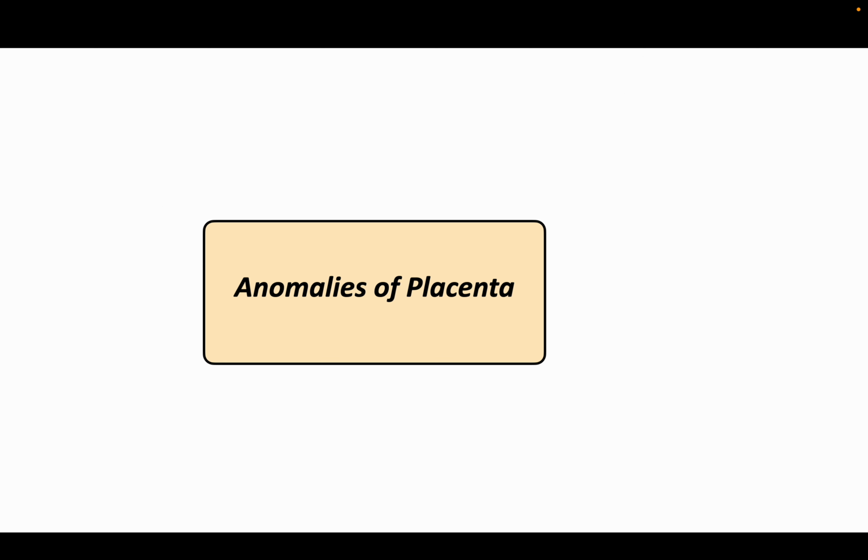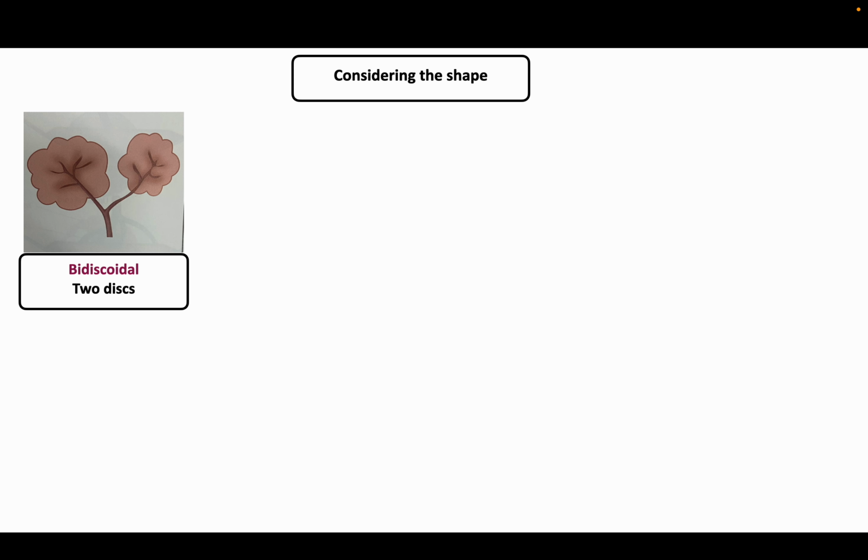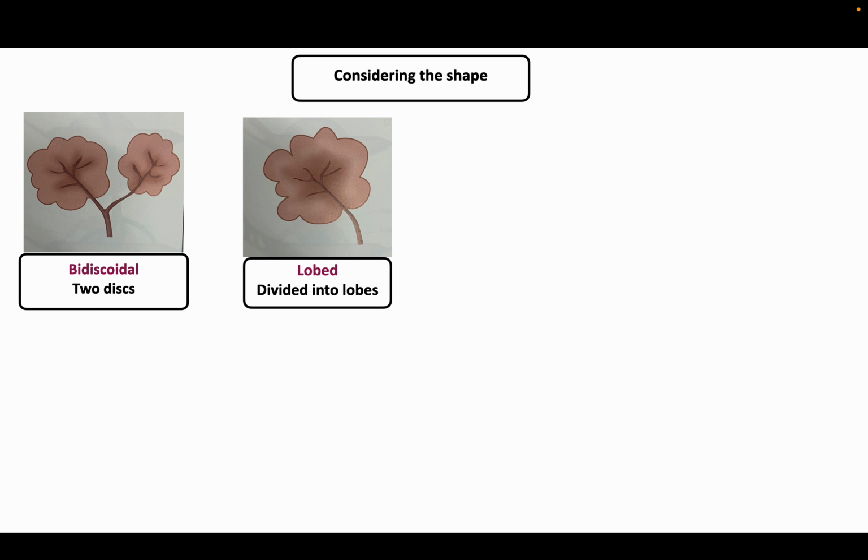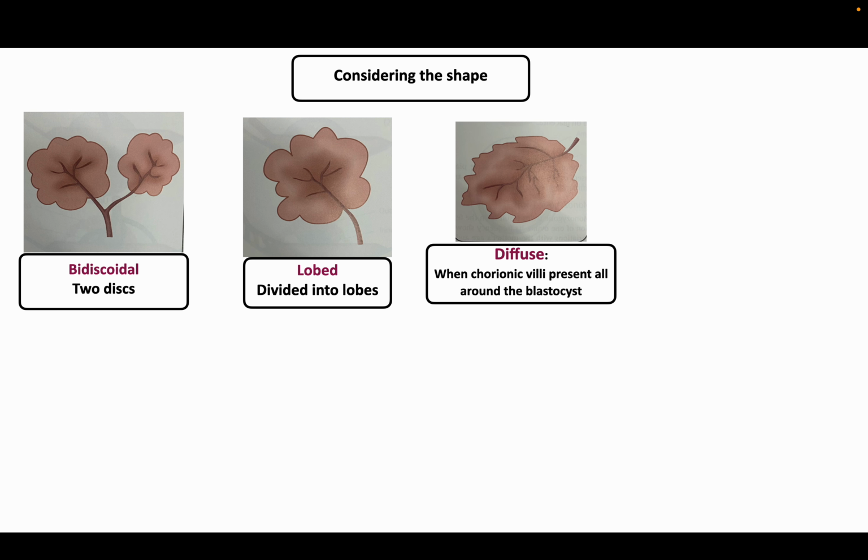Coming to the anomalies of the placenta. Considering the shape, it may be bidiscoidal, where two discs are formed, it may be lobed, divided into various lobes, it may be diffuse when chorionic villi are present all around the blastocyst, as we have discussed in the previous lecture, that is chorion laeve and chorion frondosum.